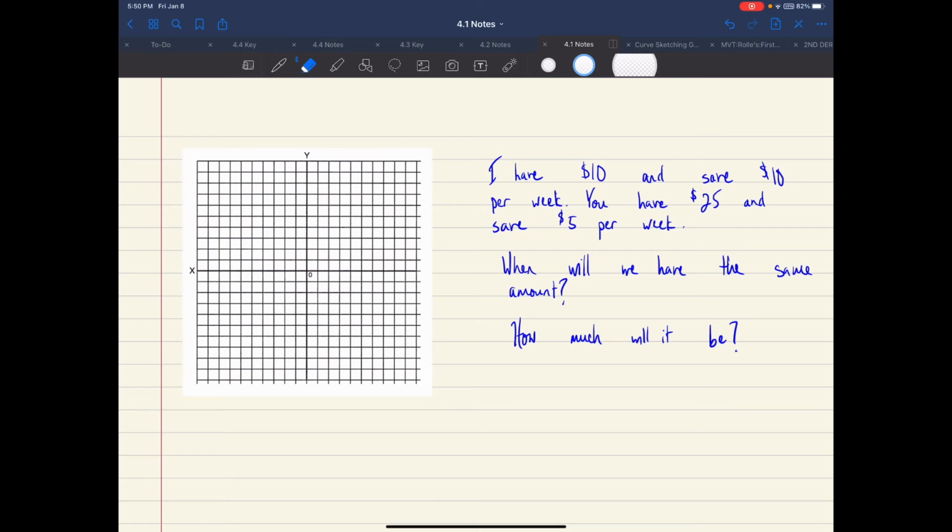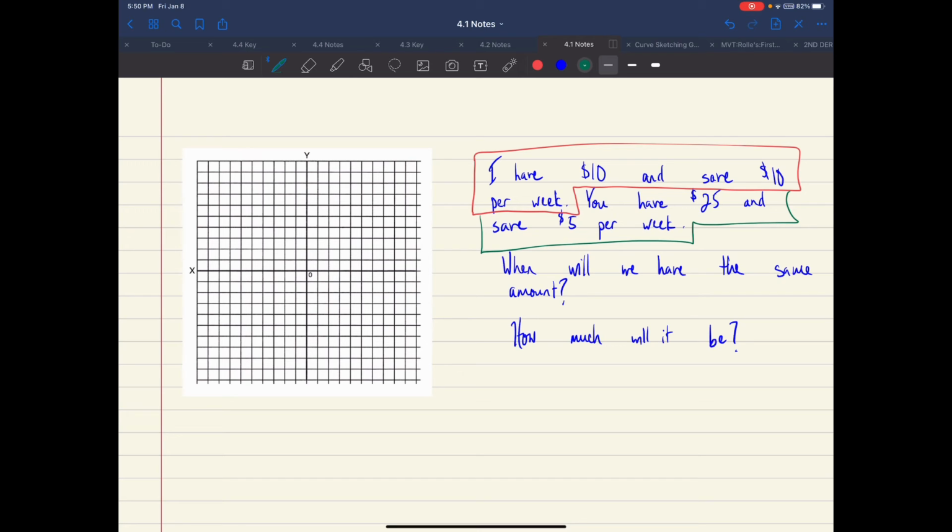So it says, I have $10 and save $10 per week. You have $25 and save $5 per week. When will we have the same amount and how much will it be? So we have two equations here. We're going to have one from that sentence and then one from this other sentence. So we have equations for each of those.